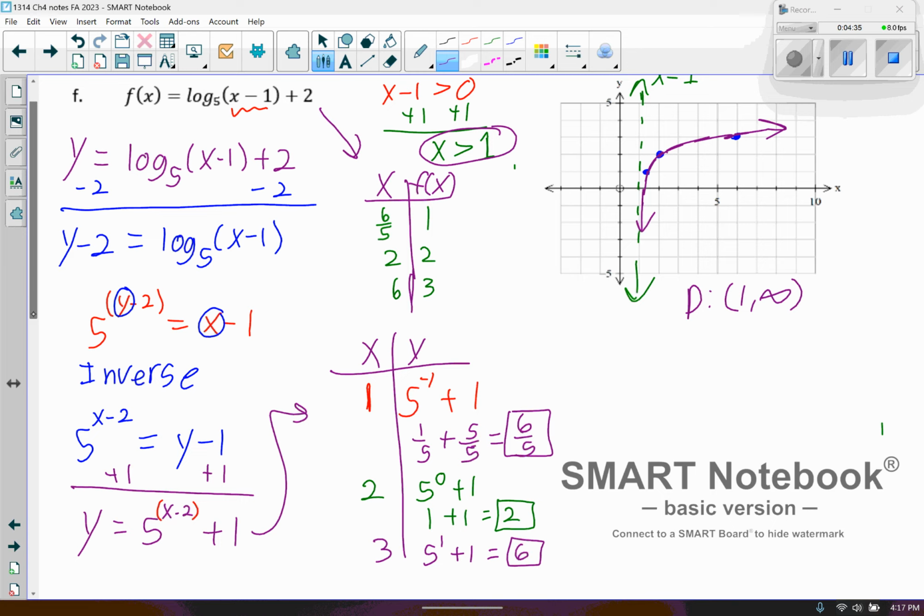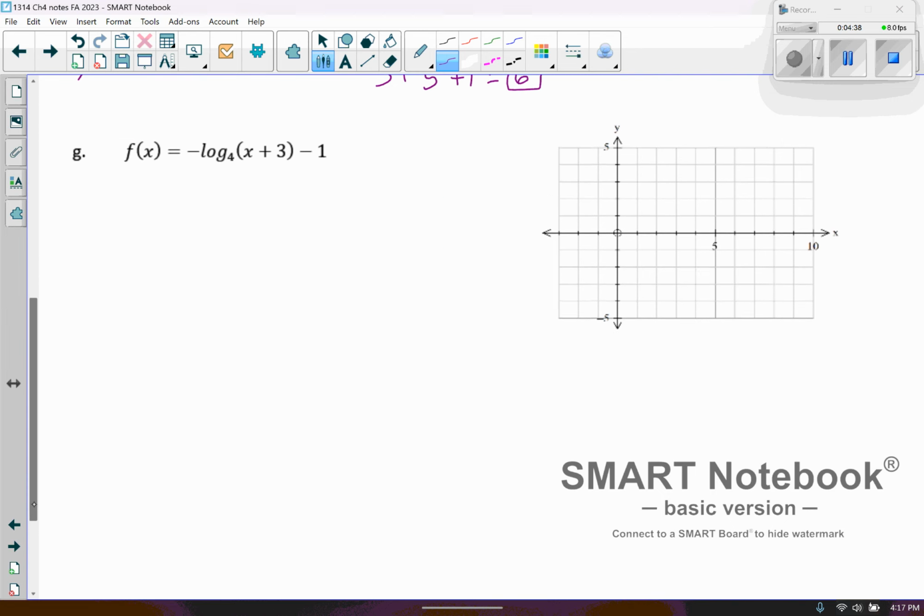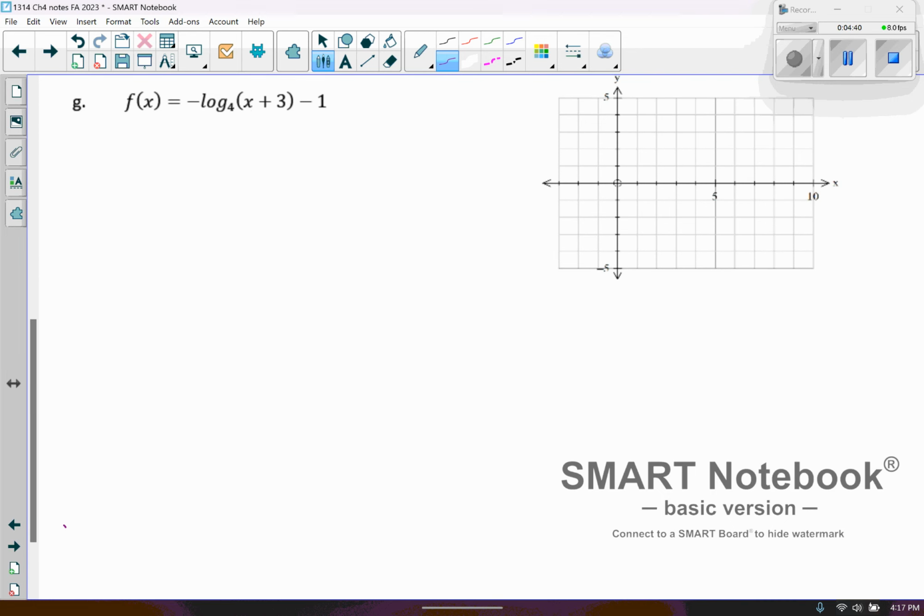All right, let's look at another one of these. So once again, I'll start off with the domain. So x plus 3 needs to be greater than 0. So we'll subtract 3 from both sides, and I get x is greater than -3. And that is where my vertical asymptote is going to be located, at x equals -3.